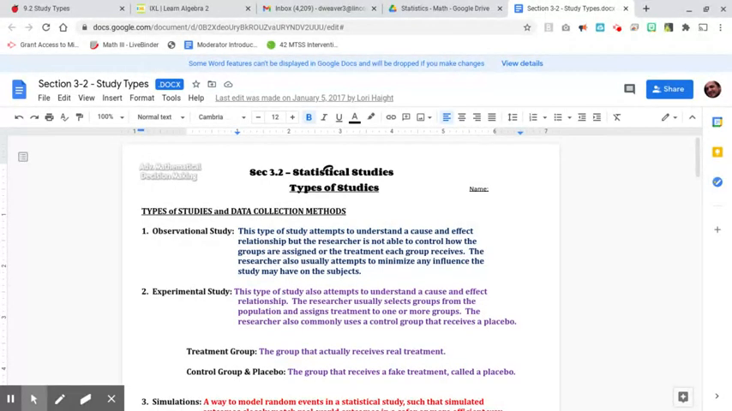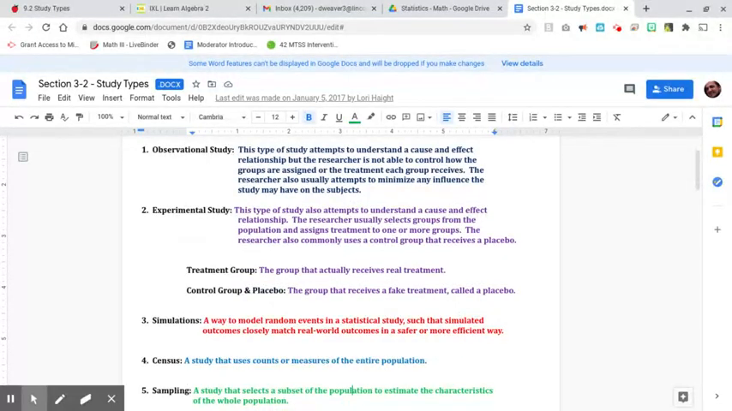So that way you want people not to know which group they're in so that you can tell if there's really a difference or not. So again, the treatment group is the group that actually receives the real treatment, and the control group or the placebo is the group that receives that fake treatment.